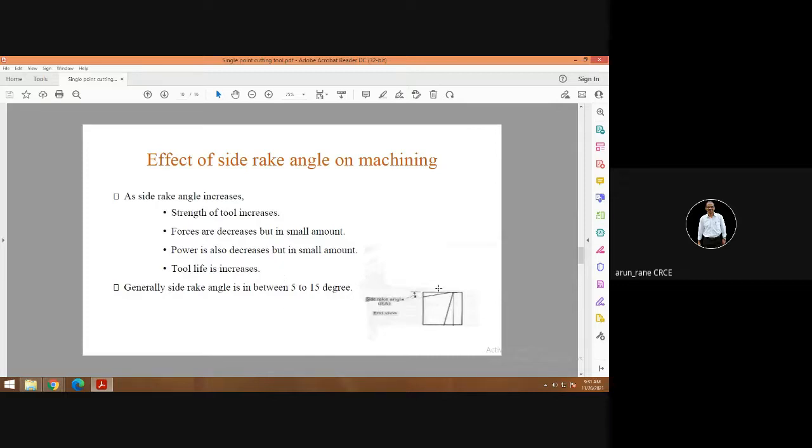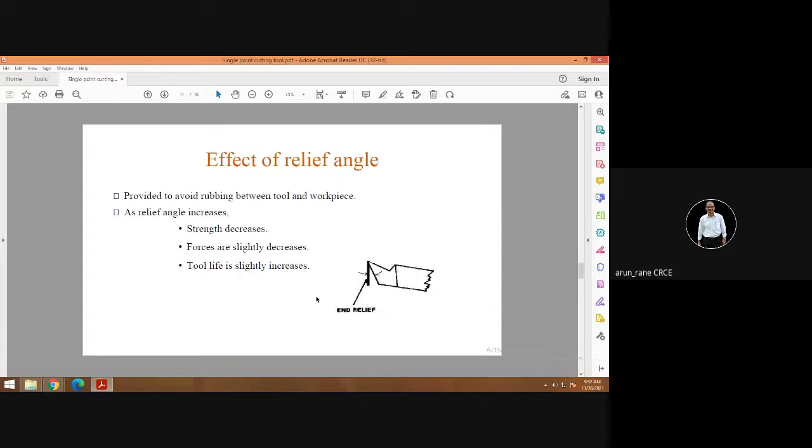Then this is the side rake angle. This is side rake, and this was your back rake. What is the effect of side rake angle? If the side rake angle is increased, then again the strength of the tool will increase, forces will decrease, power will decrease, and tool life will increase. Side rake angle is 5 to 15 degree. Again, we don't go as high as 15 degree. Normally the maximum is 7 to 8 degree only.